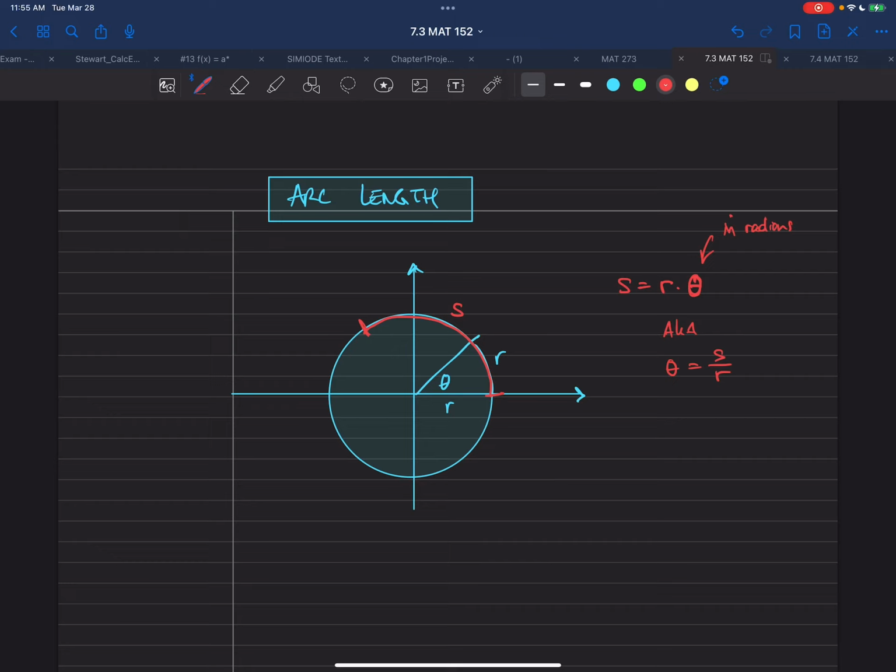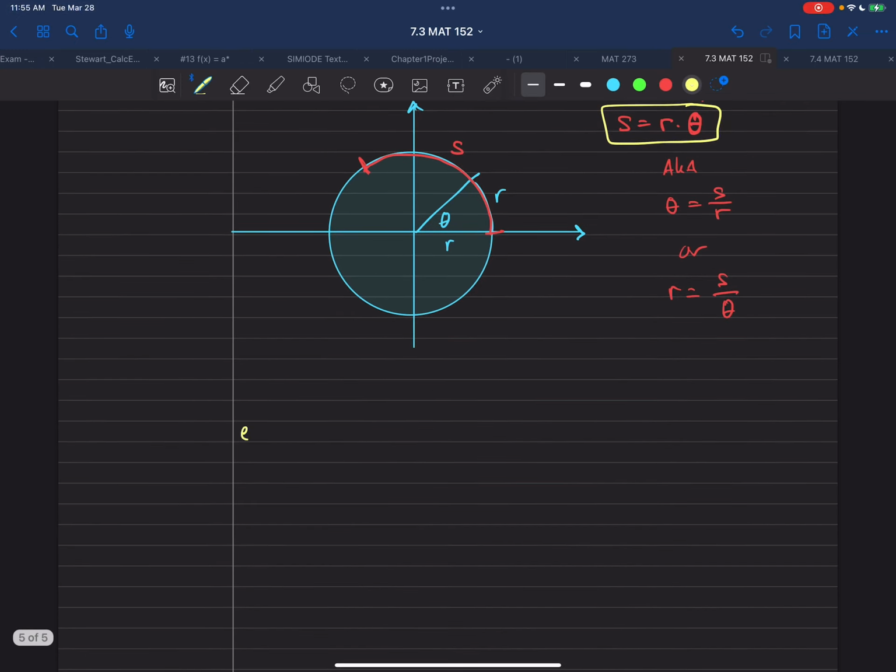Or r, if you're looking for the radius, is the arc length over the angle it took to get there. So these are three ways to look at the same problem, but really this all stems from here. If you scale up the angle, 1 radian will be equal to the length on the outside.